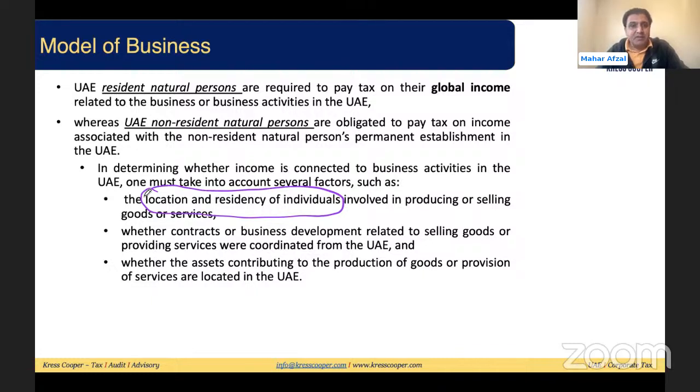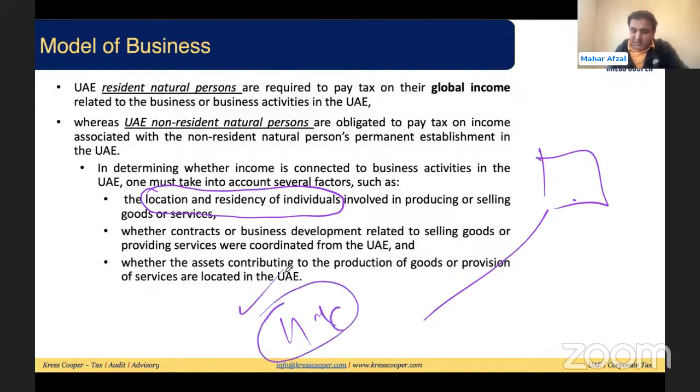Where the assets contributing to the production of goods or provision of service are located, the assets that are being used in the production of the goods, it doesn't matter wherever the individual is living. If the assets are within the UAE, from those assets revenue is being generated. Suppose, just look into this example. This is a soda establishment, they have a factory in the UAE. A person is sitting again in the UK. Person is based there, factory there. From this factory they are generating the revenue.